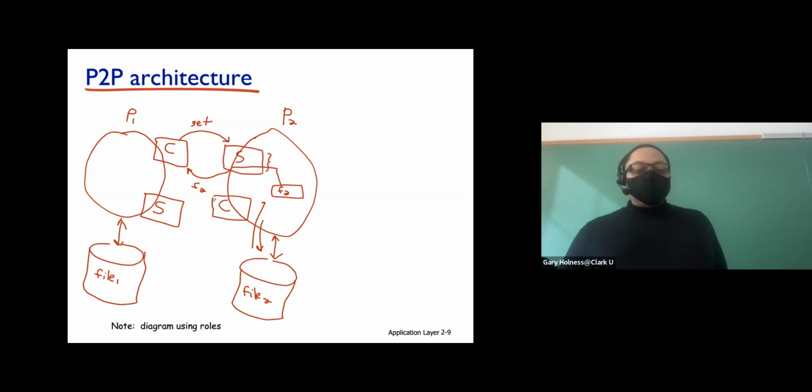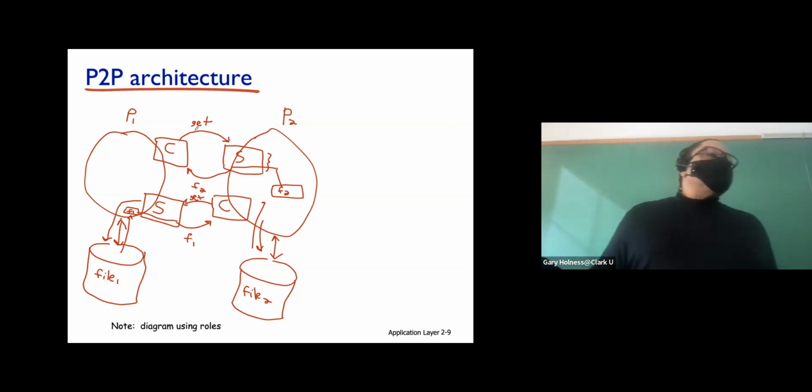So now peer two, through its client role, can make a request, get, G-E-T. It's hard to do this with the mouse. And when the server role on peer one gets that, it does some work. What is the work that it does? Okay, it retrieves file one, if that's what the request is. It takes file one, brings it into memory, F1, and then it sends it back across the network to peer two, and that would be file F1.